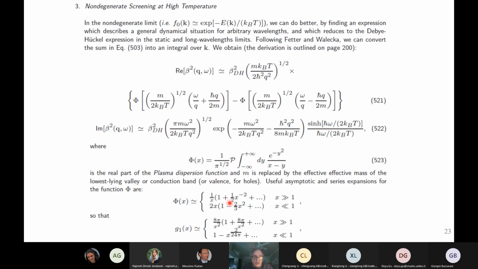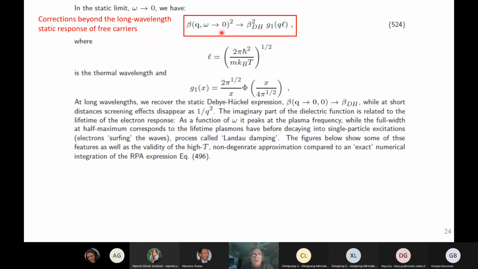And here I showed what the asymptotic behavior is. One can define a function G1, I forget how it's defined, I should have written it down somewhere, which is proportional to the plasma dispersion function. And the basic result, and that's the only thing that you should remember, is that if I go a little beyond the long wavelength response by considering the exact integration of the linear expression, my Debye-Hückel expression, again in a non-degenerate situation, is modulated by a function that decays with q. So your screening effects become smaller yet.